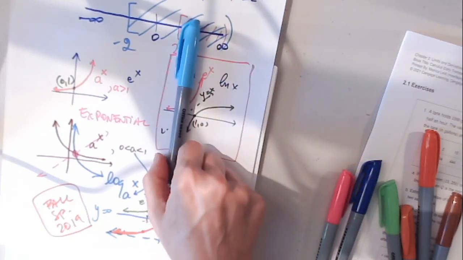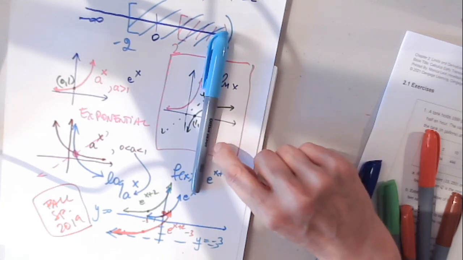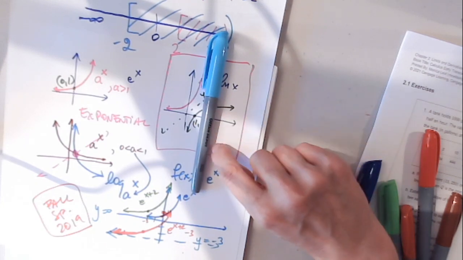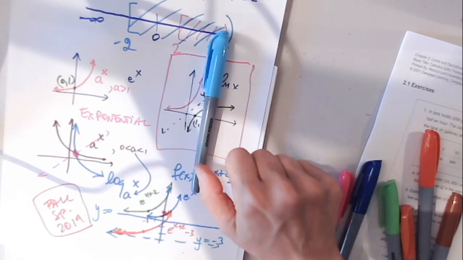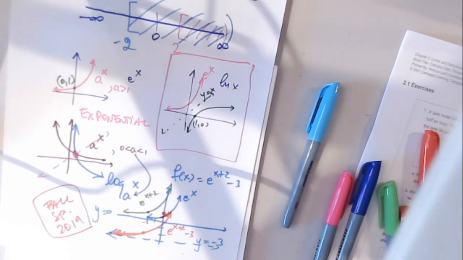So you have to shift the vertical asymptote to 3, and your graph will cross the x-axis at 4. That's it. And you have to state the domain, that x minus 3 is greater than 0.